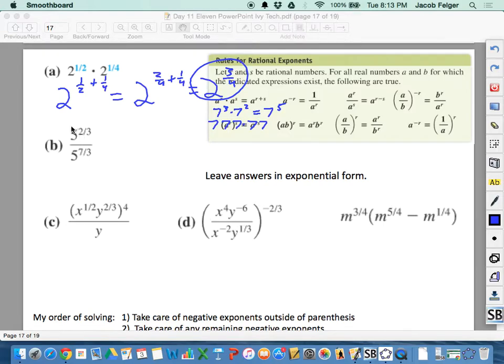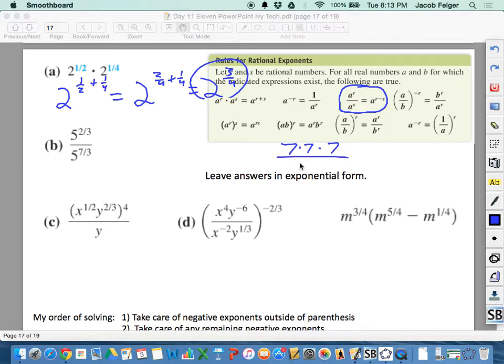Okay. How about this one? B. Who's going to be bold and tell me what to do with that one? Back over at your rules again. It's a division, right? So what do I do with the exponents if it's a division? I subtract them. So you don't have to have these memorized if you just think about your sevens.